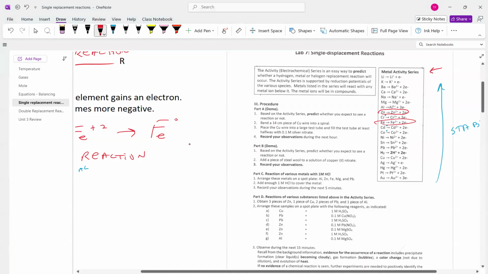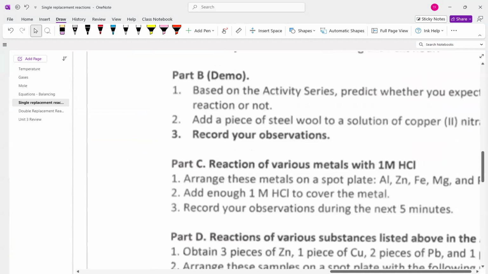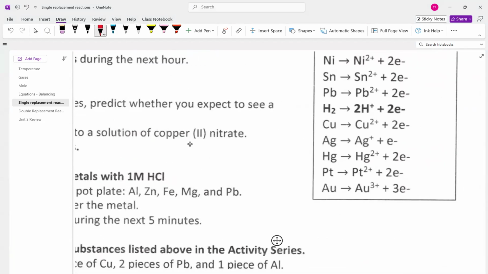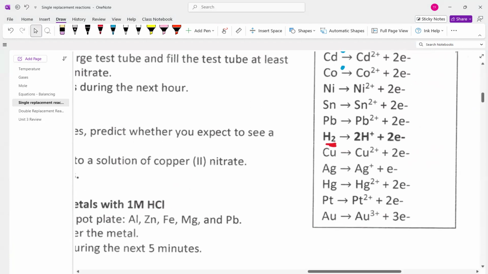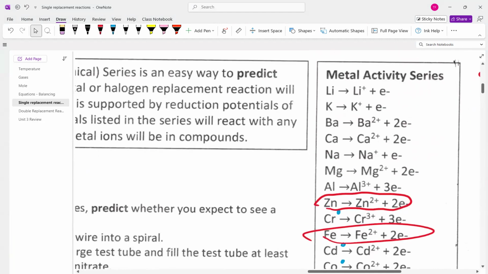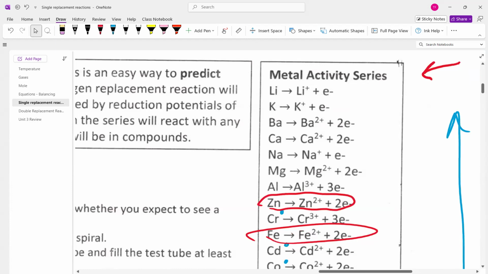Now, all those are metals except for one of them, and that is this guy here. So in terms of single replacement reactions, I want you to treat the H2 like a metal. Okay, so this is the activity chart. And activity means some of these reactions are much more stable than others. The higher in the list, the more stable they are.